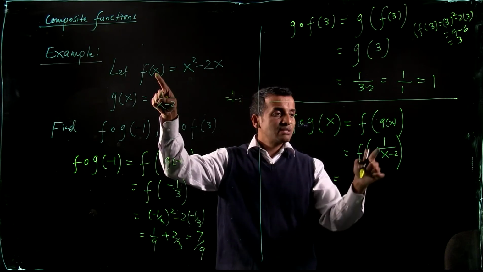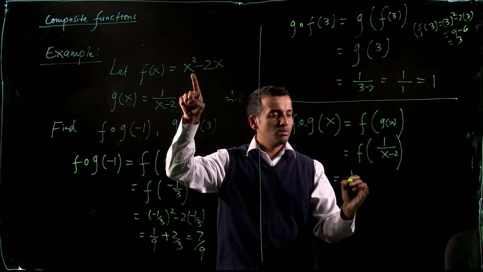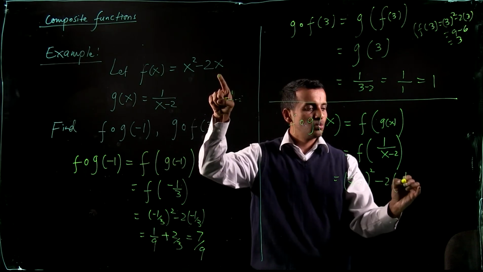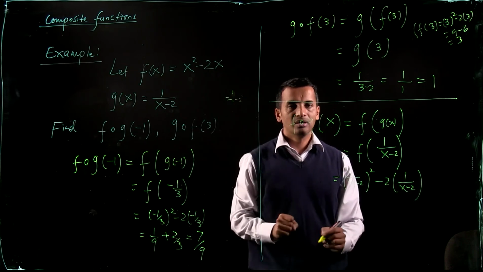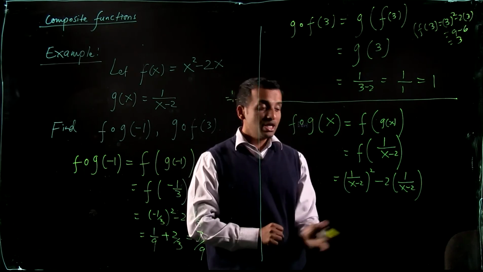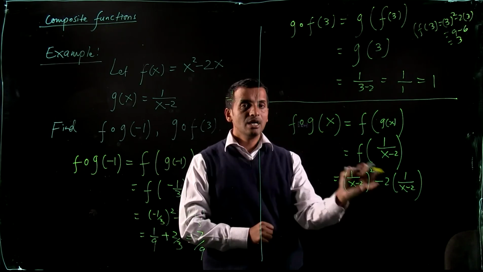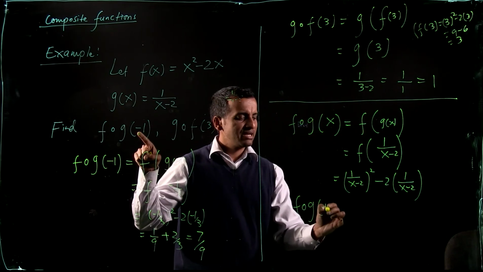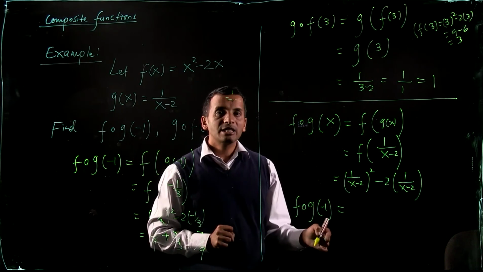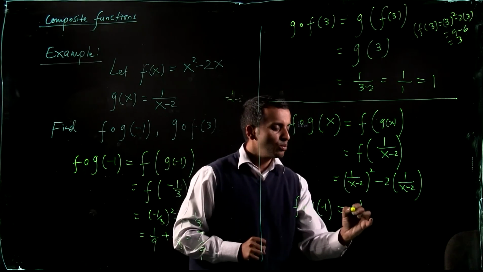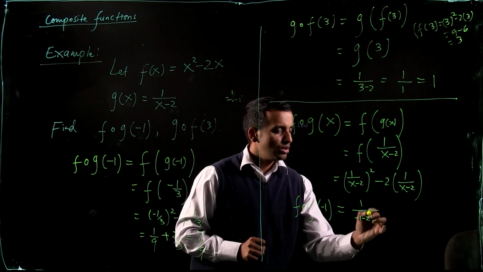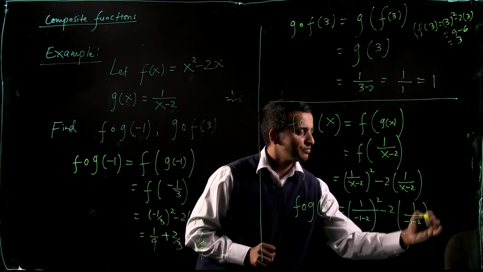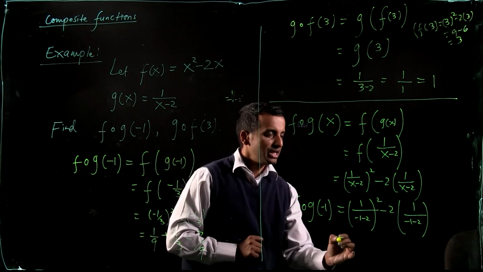Now you want to find out f at 1 over x minus 2. So replace x by 1 over x minus 2. You'll get (1 over x minus 2) squared, and then minus 2 times 1 over x minus 2. That's what you got. So this is that function. You can simplify it or you can leave it like this, but you want to find out at -1. So f o g at -1 is replace all x by -1. You get (1 over -1 minus 2) squared minus 2 times 1 over -1 minus 2, right?